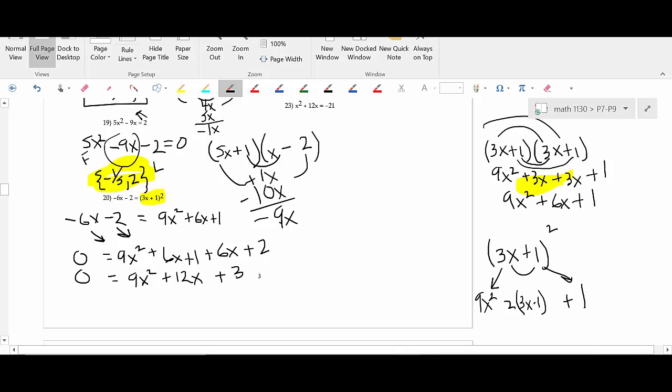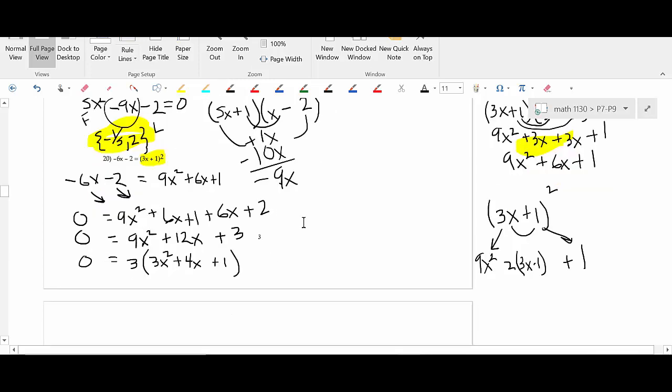Okay, now there's a couple of things I want to make sure that you're solid on this. You could go ahead and factor now. How do you factor this right side? What's the first thing you see? You have a 3, right? So you want to take common factors out because it makes everything easier. So what we're going to go ahead and do is take a 3 out, and then that's going to leave us with 3 times 3x squared plus 4x plus 1. Whoops, that should be a 3x squared plus 4x plus 1 like that.